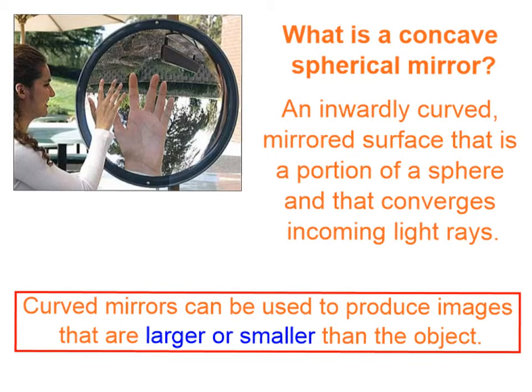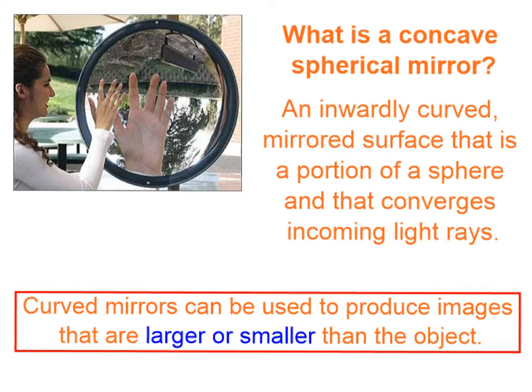If you'll notice this picture here, you can see that an image is being produced that is larger than the object itself. The image of the hand is larger. If you look in the previous slide, it was smaller. The image was smaller and inverted, actually. So curved mirrors can be used to produce images that are larger or smaller than the object.